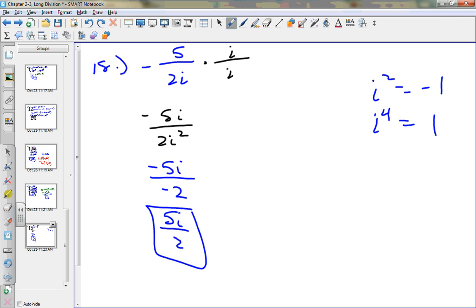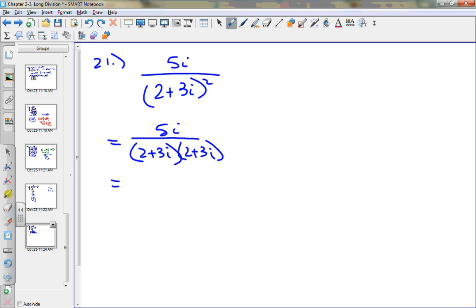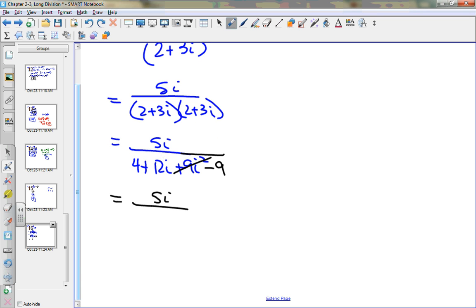Actually, I'll do 21 because 21 is a little more involved. What do you have to do with that one? You have to FOIL that. That's going to give you 5i over 4 plus 12i plus 9i squared. What is 9i squared? That's going to be minus 9. That's going to give you 5i over 4 minus 9, which is negative 5 plus 12i.